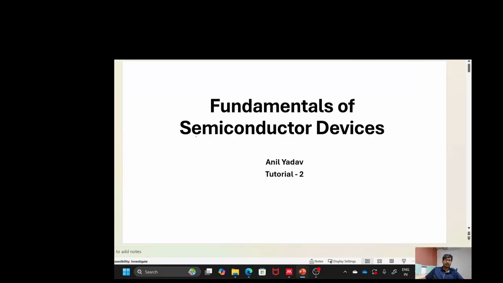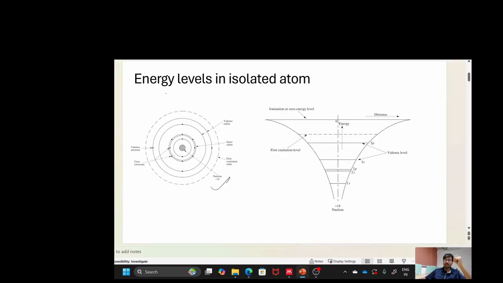My name is Anil. This is the second tutorial on fundamentals of semiconductor devices. So we will be looking at whatever Digvijay sir has taught in the first lecture and the second lecture, some part from the first lecture and some part from the second lecture. If you have any doubts, you can ask me in between, or otherwise I will keep moving on these slides. Okay.